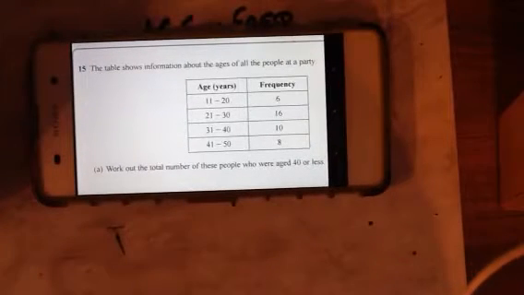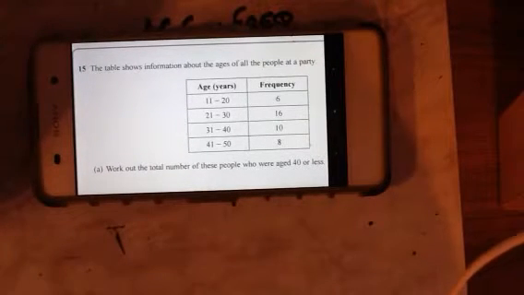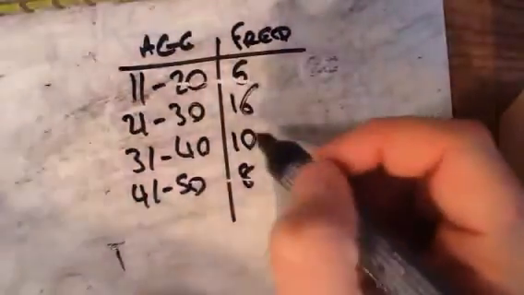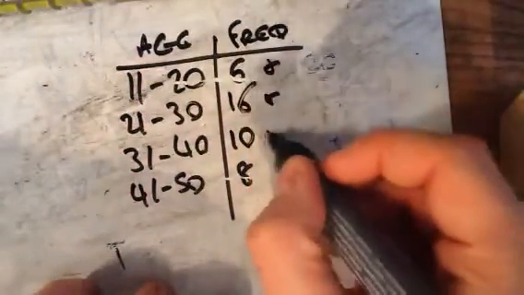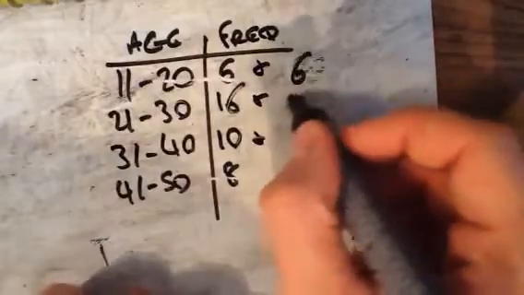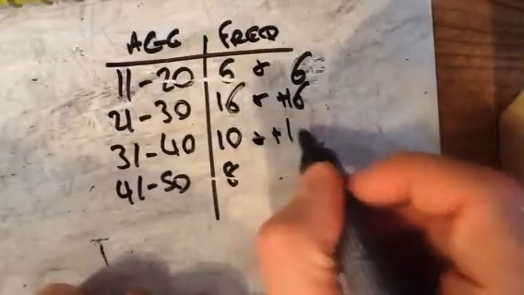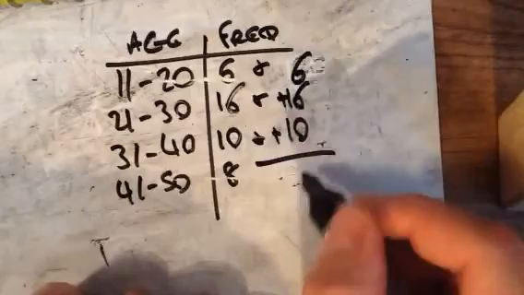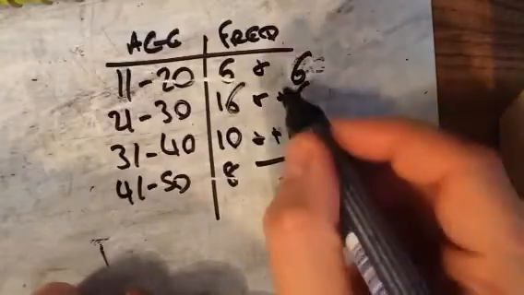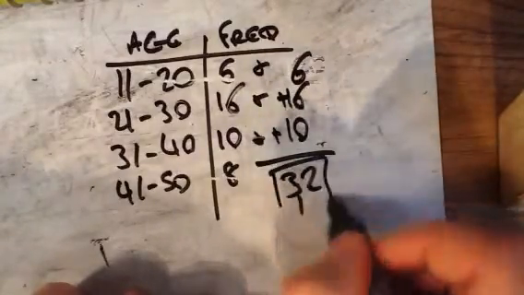The table shows information about the ages of people at a party. Work out the total number who are aged 40 or less. Okay, people who are 40 or less is going to be these people, these people, these people. So 6 plus 16 plus 10. Okay, 6 plus 6 plus 0 is 12. Carry the 1. 1, 2, 3. So the answer is 32.